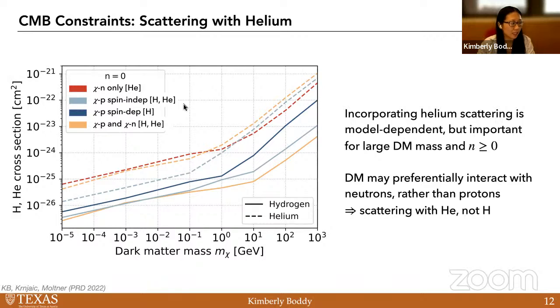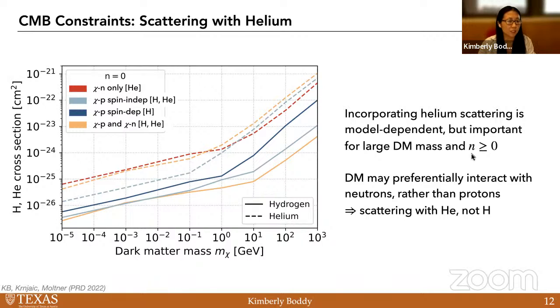And so the main takeaway from this work was that the helium scattering is actually rather important. It's model dependent, but for large dark matter masses and for non-negative values of your velocity dependence, the fraction of helium, which is only about 25% of the mass of baryons, the scattering with helium is actually dominant, which is sort of counterintuitive given how few helium particles there are. But yeah, helium scattering actually drives the constraints for dark matter masses well above a GeV in these scenarios.